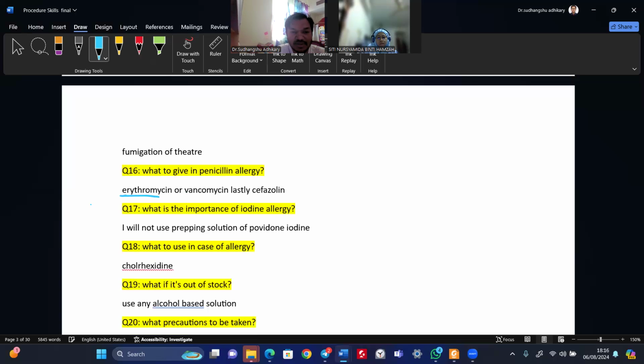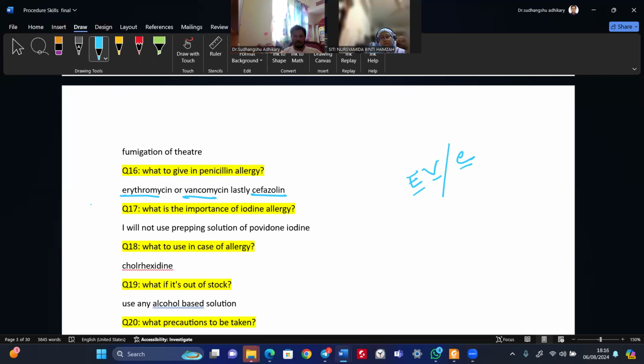Erythromycin or vancomycin or cefazolin.